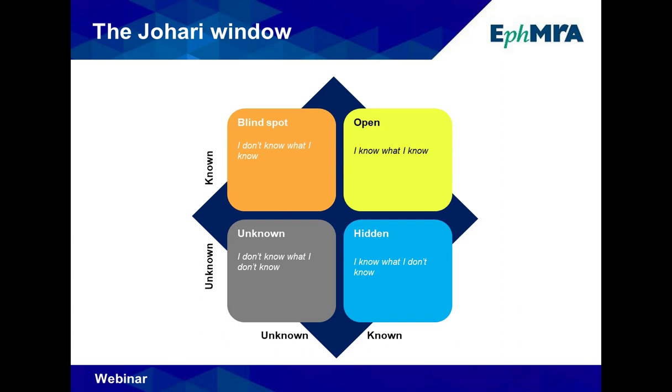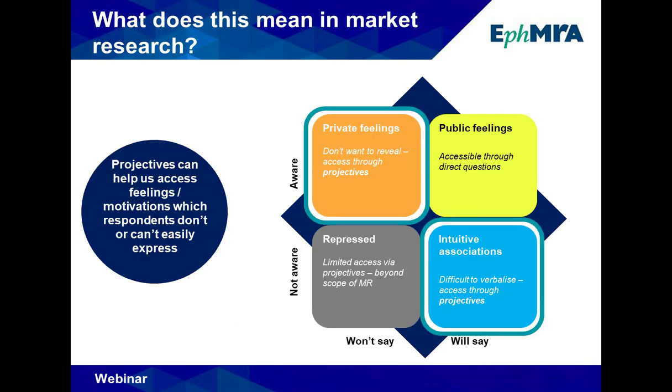The third quadrant here is the hidden quadrant. Things are known to self, but unknown to others. So I know what I don't know. And then we move on to the unknown. And here, it's really about I don't know what I don't know. So let me explain a little bit more about each of these quadrants to you. Let me tell you more about this.